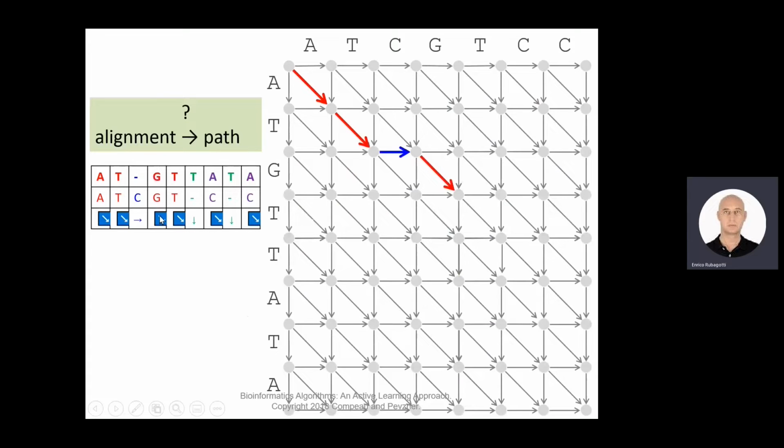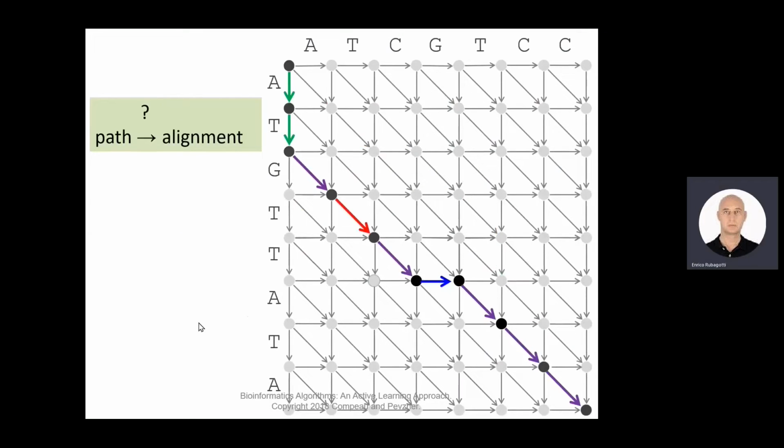After that I have GG, diagonal, TT, diagonal. T gap: I have a T, and I have a gap. So I'm going down because I have T gap here. AC, this is a diagonal, but it's not going to be red, it's going to be purple because it's the wrong one. T gap. And AC is another diagonal. So I can represent that alignment in this way.